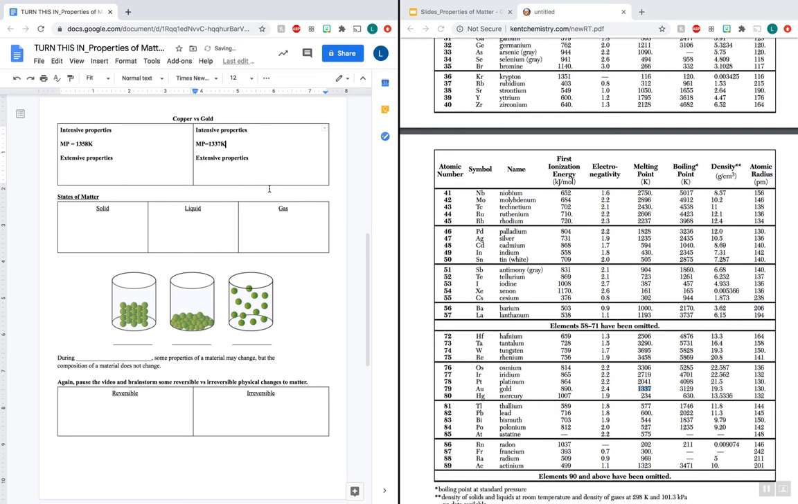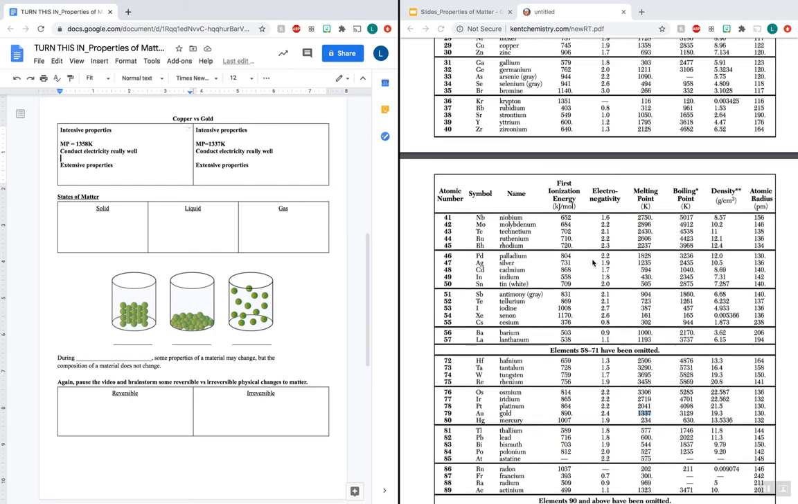And it turns out that copper and gold are similar in a lot of ways. Intensive properties, you know why they're similar? They also both conduct electricity really well. So I'm going to put that one down for gold, but I'm also going to put this down for copper. So these things are looking pretty similar. So let's find another comparison point.